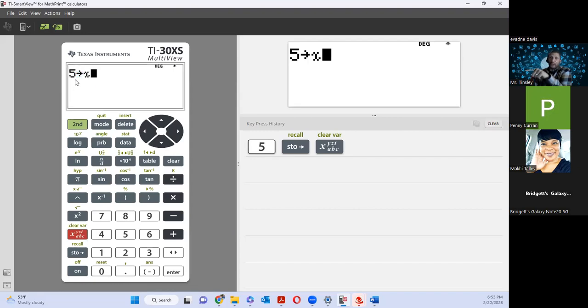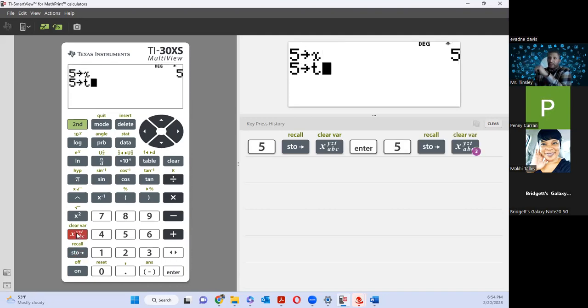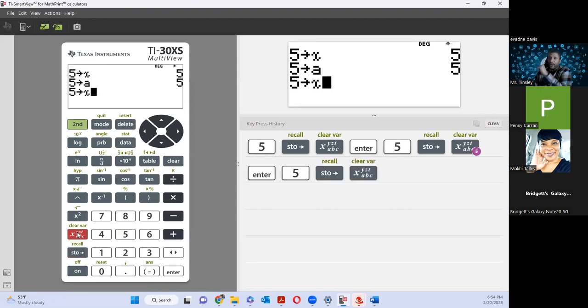This is telling the calculator X. 5 till it goes X. So if you want it to be A, you would say 5 store, and you keep hitting it till you get A. If you wanted 5 to be B, you would say 5 store and hit the variable button until you get B. Yes.